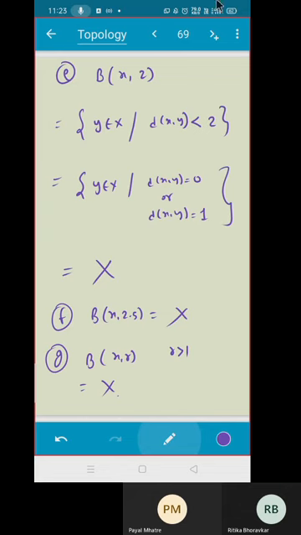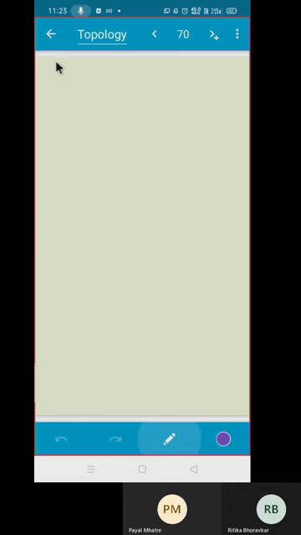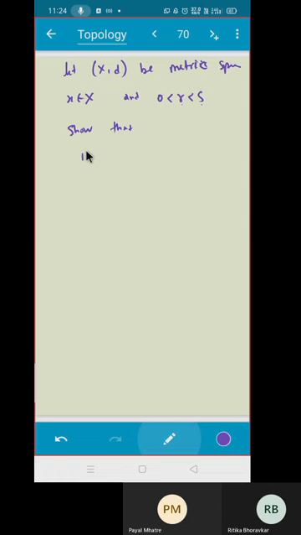Okay. Let me ask one more simple exercise for you. Let X comma d be a metric space, and you can take any x in X, which will work as a center for me. And 0 is less than r is less than s. There are two radii, r and s, such that this is the order between them. Show that B(x,r) is a subset of B(x,s).